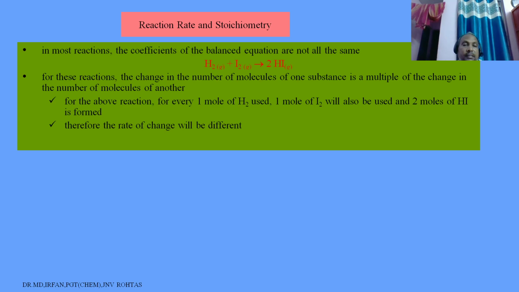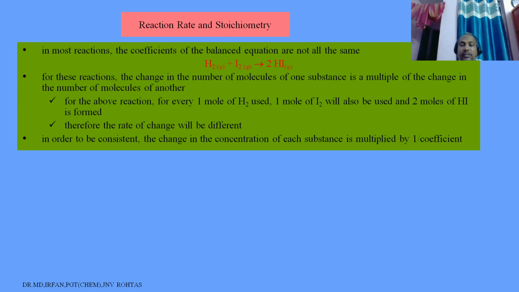For these reactions, the change in number of molecules of one substance is a multiple of the change in the number of molecules of another. Change करने का जो rate होगा एक दूसरे के substance का multiple होता है. For the above reaction, for every 1 mole of hydrogen used, 1 mole of iodine will also be used, and 2 moles of hydrogen iodide will be formed. Therefore, the rate of change will be different. इसलिए change करने का rate जो होगा उन लोगों का अलग होगा. क्यों होगा? क्योंकि coefficient उन लोगों का अलग-अलग है. In order to be consistent, the change in concentration of each substance is multiplied by 1 upon coefficient.